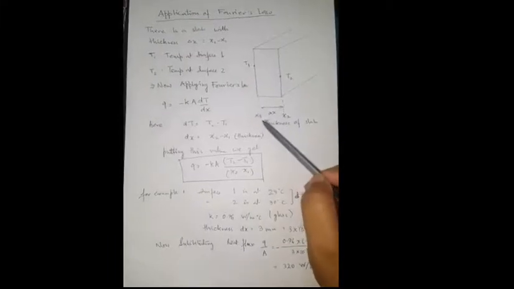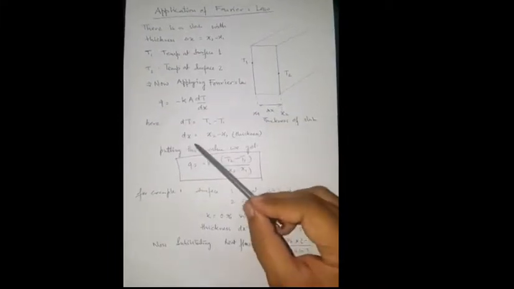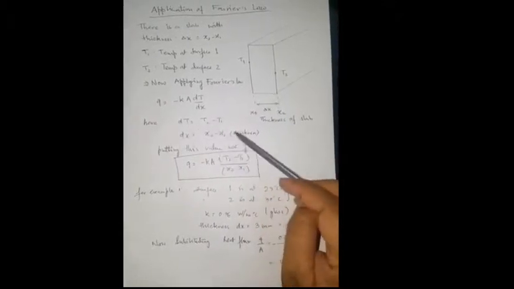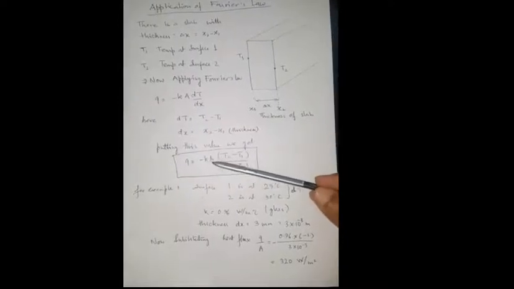Now applying the Fourier's law, as we can see x1 and x2, dx is equal to x2 minus x1, or generally in our numericals it is given as thickness, and dt is the temperature difference, T2 minus T1. Putting these values, for a single slab we get Q is equal to K A (T2 minus T1) over (x2 minus x1).